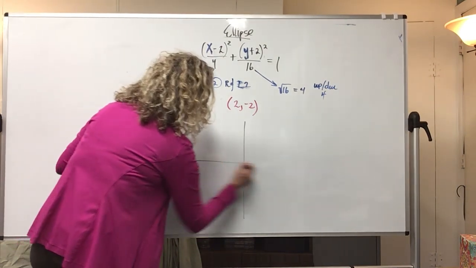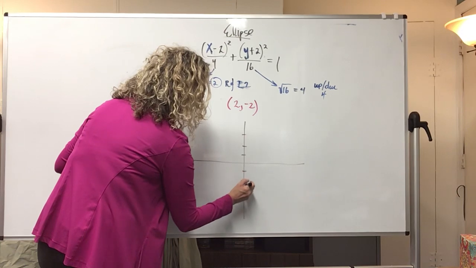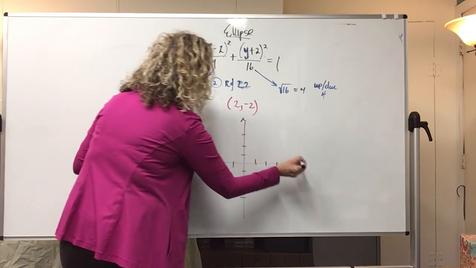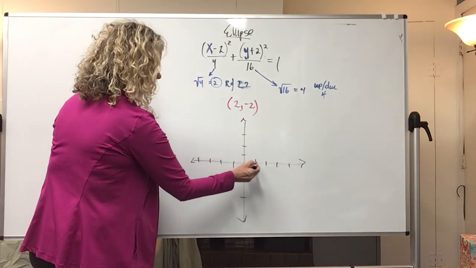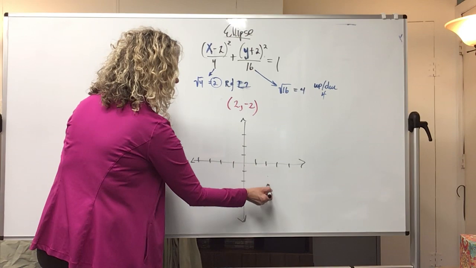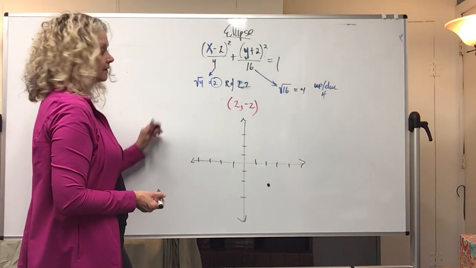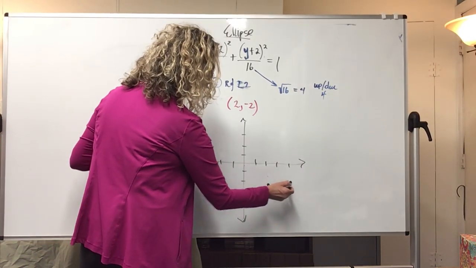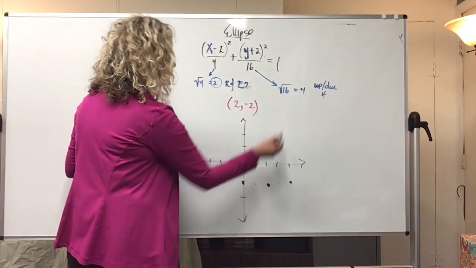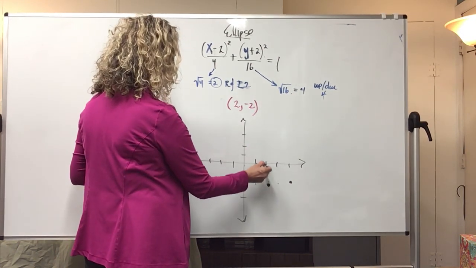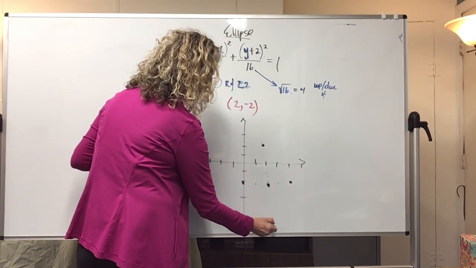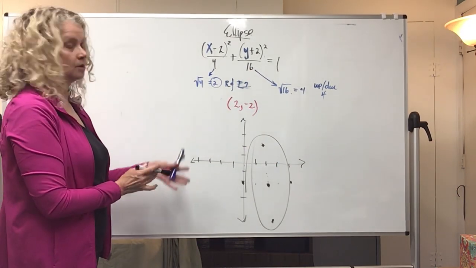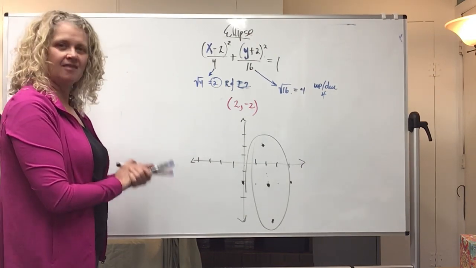So we're going here, nice coordinate plane, and you're going to go to 2, negative 2, that's your center. In the x direction, square root of 4 is 2, as we said, right 2, left 2. And in the up and down direction, we're going to go up 4 and down 4. And there's our ellipse. Mine's a little wonky, but you get the idea. And that is translations.